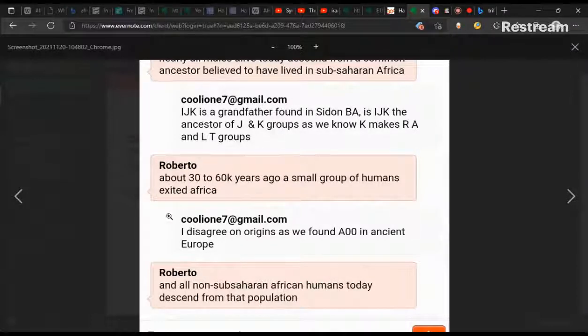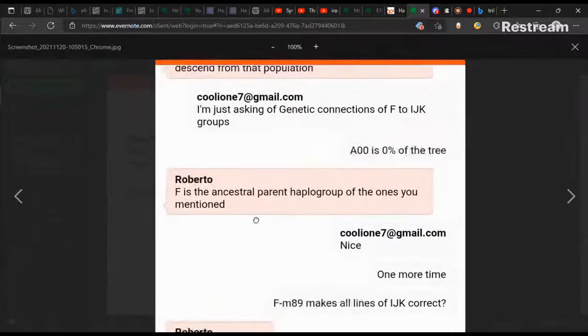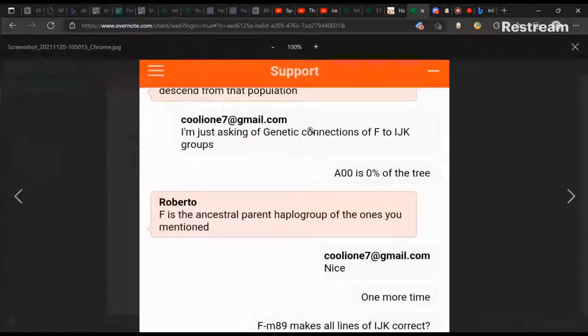What he's basically saying here is that the F-M89 group that makes the IJK group, they're all related, right? They're all going to be the same peoples. That's very important for what is said further on. So you see how he says they all descend. This is just a continuation. They say they all come from the same population.